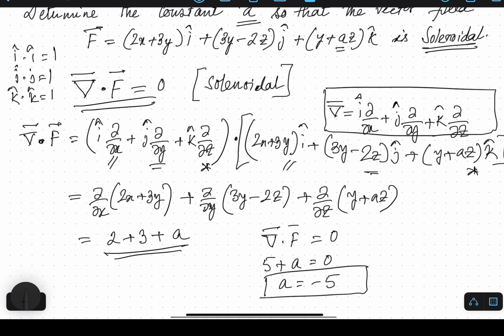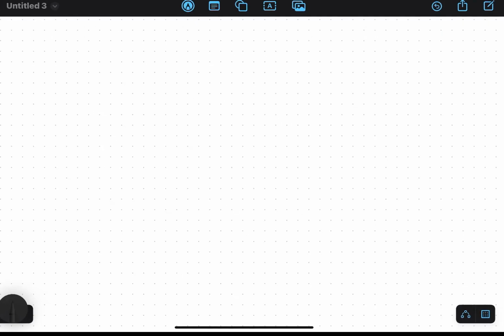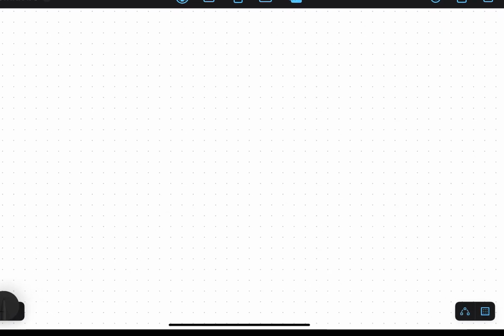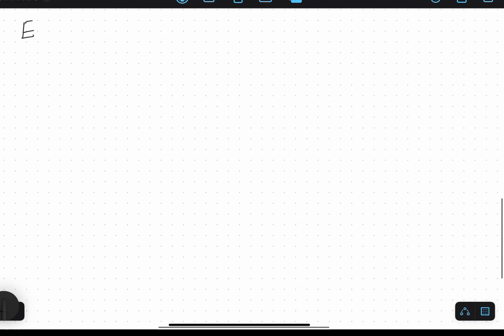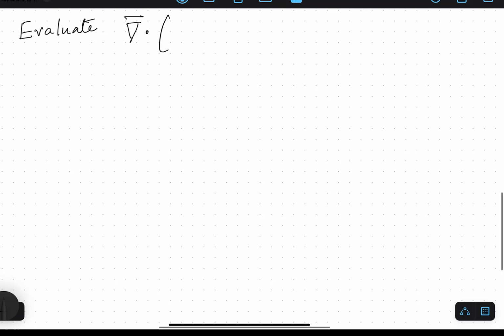We move to another problem. Evaluate the divergence of r vector by r cube. When I write r cube, I don't put an arrow on it, which means that this is not a vector. This is the magnitude of the vector r raised to the power 3, that means r cube.